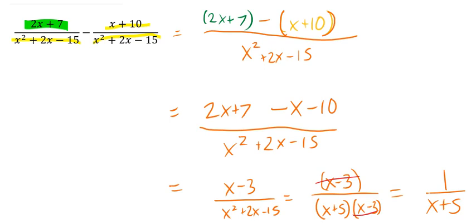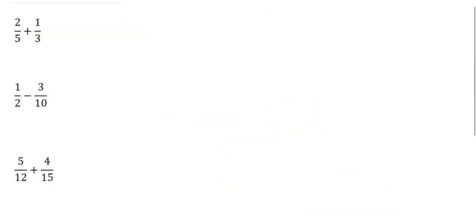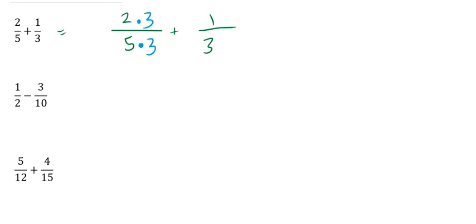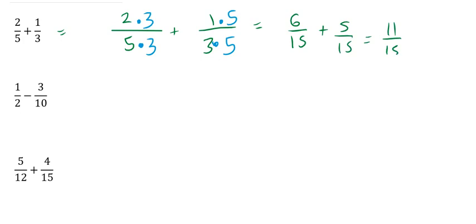Now, what happens if they don't have a common denominator? With fractions, I know what happens. I have to give them a common denominator. I have 2 over 5 plus 1 over 3. To give them a common denominator, I'm going to make sure there's a 3 in this bottom, and I do that by multiplying top and bottom by 3. And I make sure there's a 5 in the second denominator, and I do that by multiplying the top and bottom by 5. So I have 6 over 15 plus 5 over 15, which makes 11 over 15.